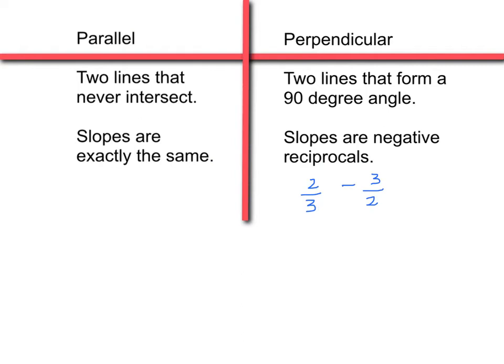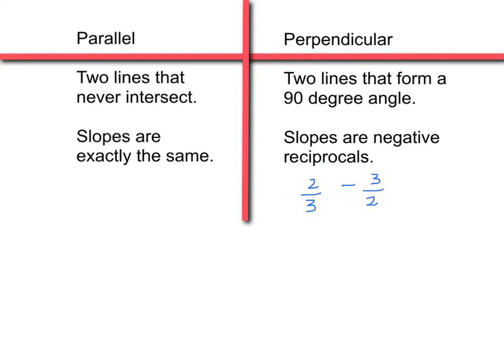Now don't forget, lines don't have to be parallel or perpendicular. They can be just 2 normal average lines. And that happens too. And when that happens, they're neither the exact same or negative reciprocals. They're just 2 normal slopes. And that means they're just 2 normal lines.